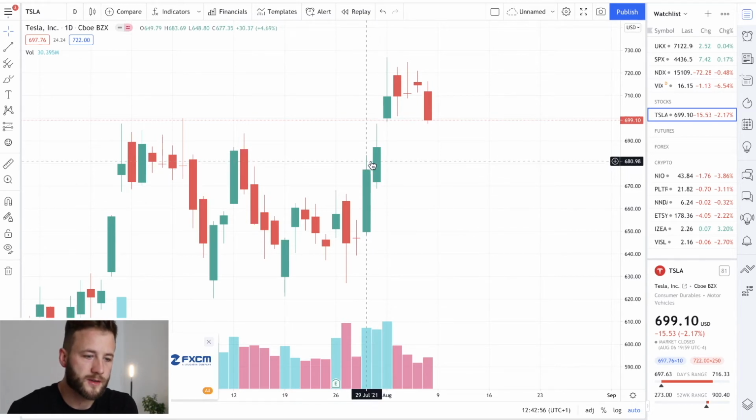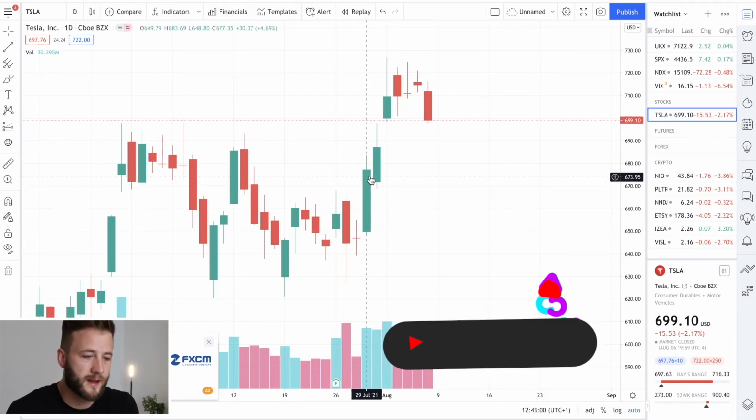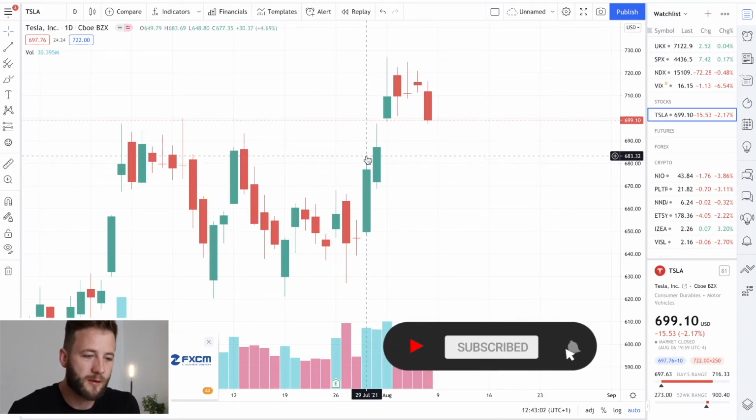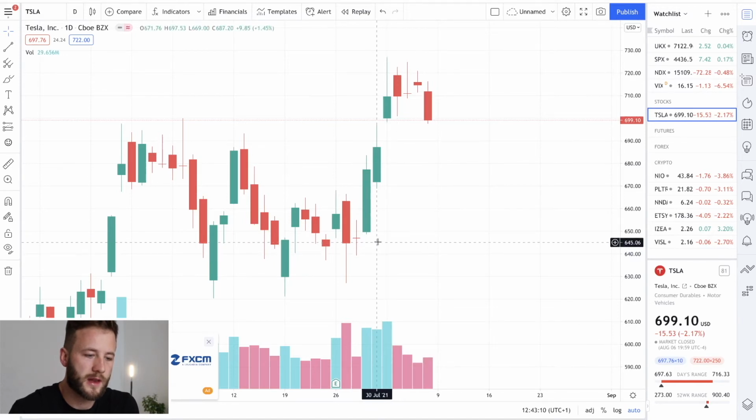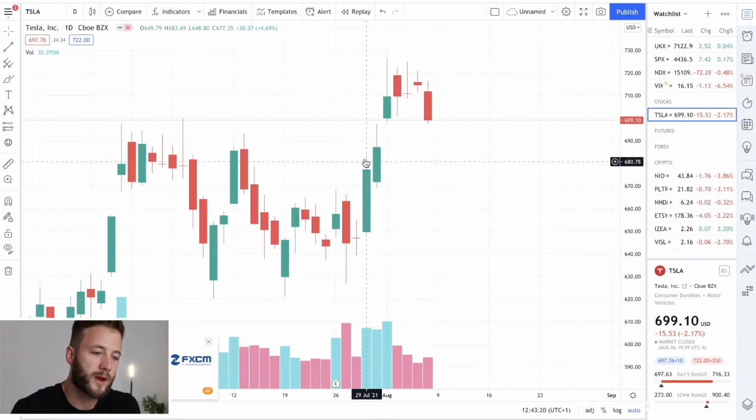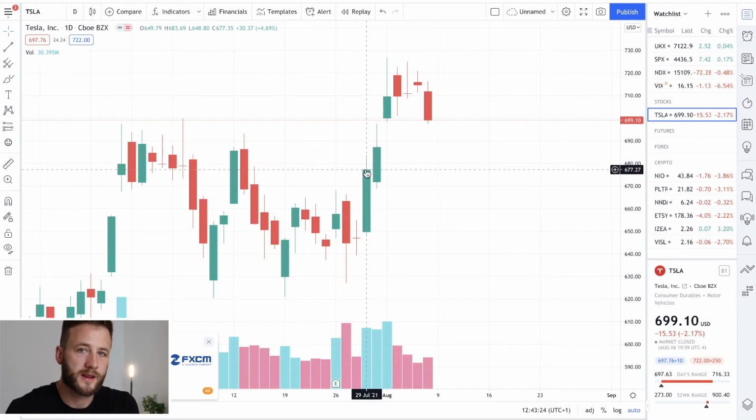Now, you may be asking yourself, what are these little wicks here for? These wicks are basically how high the stock went on that particular day. It didn't end there, but that's how high it went. Likewise with the bottom wick, which is the low of the day. So for example, it opened here, dipped down a little bit at the beginning, went down to 648, then shot all the way up to 683, but ended at a level of 677.